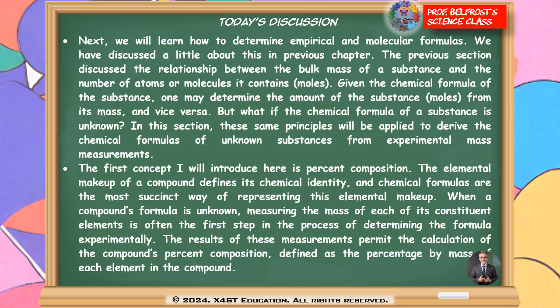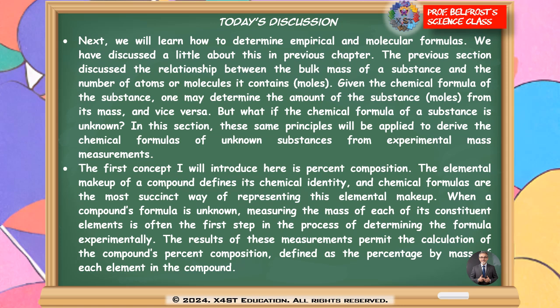So let's move to today's lesson. Today we'll learn how to determine empirical and molecular formulas, and we have discussed a little about this in our previous chapter. The previous lesson discussed the relationship between the bulk mass of a substance and the number of atoms or molecules it contains, which is represented by the mole. So given the chemical formula of a substance, one may determine the amount of the substance from its mass and vice versa. The first concept that we'll introduce today is percent composition.